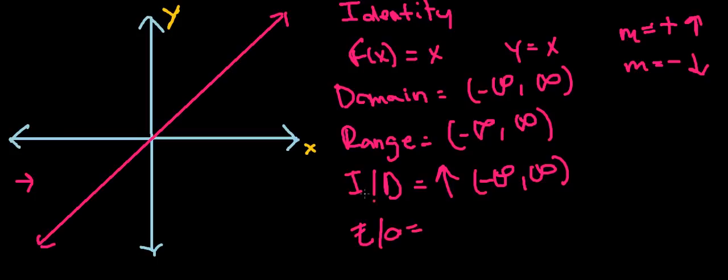Even or odd. You can see that it's not symmetric with the y-axis, but it is symmetric with the origin. Oh, that's kind of bad, but yeah, you can see that if I cut it in half here and I put a mirror there, this would be reflected over to here. So this is an odd function.